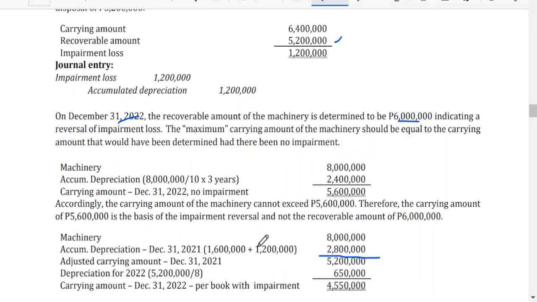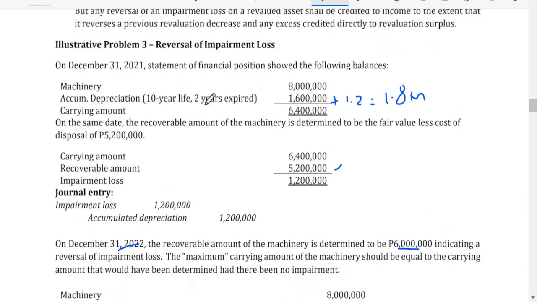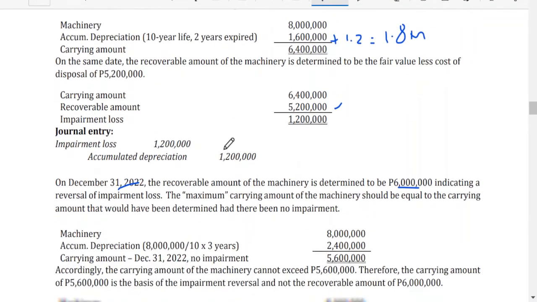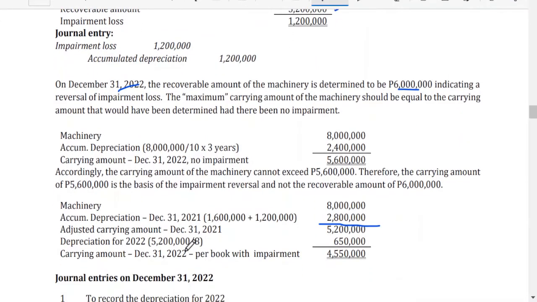So, how many years are left? It was 2 years as of 2021, so the remaining life is 8 years. So, 5,200,000 divided by 8, that's 650,000 per year. So, 5,200,000 minus 650,000, then that's 4,550,000. This is your carrying amount on December 31, 2022 with impairment. So, obviously, it's much lesser than the recoverable amount. So, there would be a reversal.